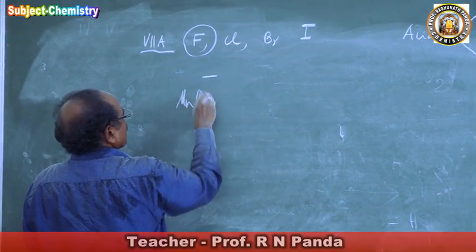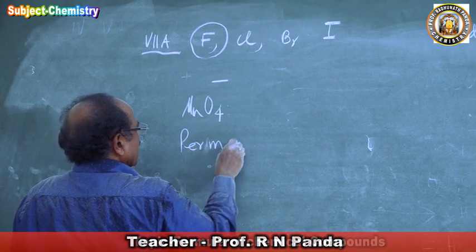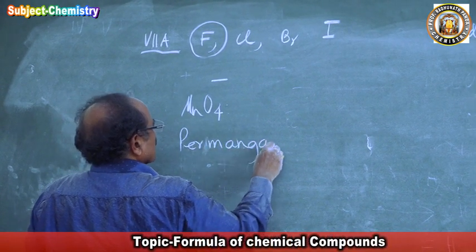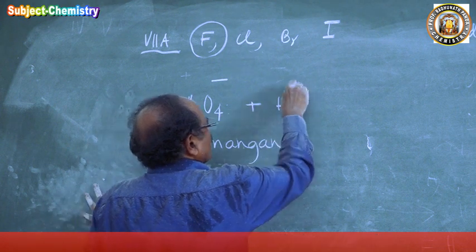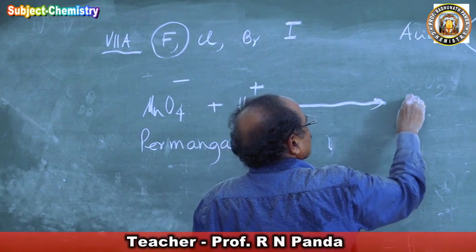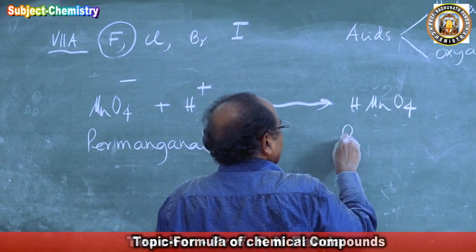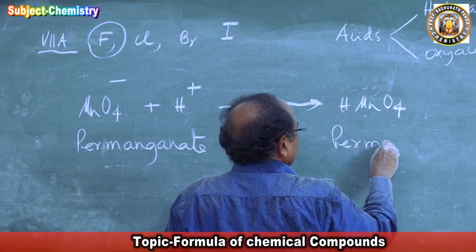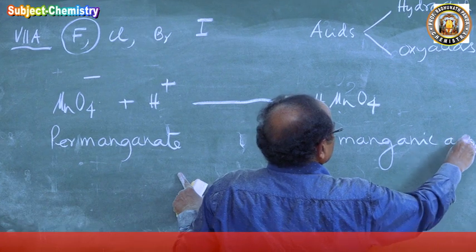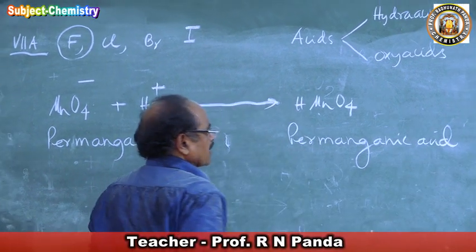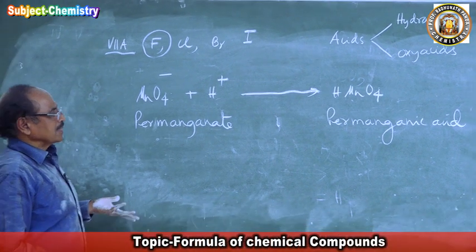Now I'll come to MnO4 minus. MnO4 minus is permanganate. Permanganate plus H plus, the formula will be HMnO4, permanganic acid. So this is very easy to write the formula for.